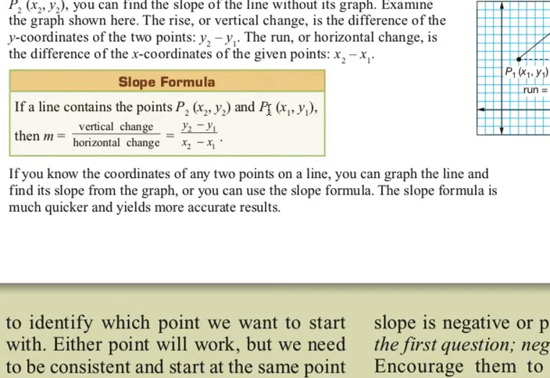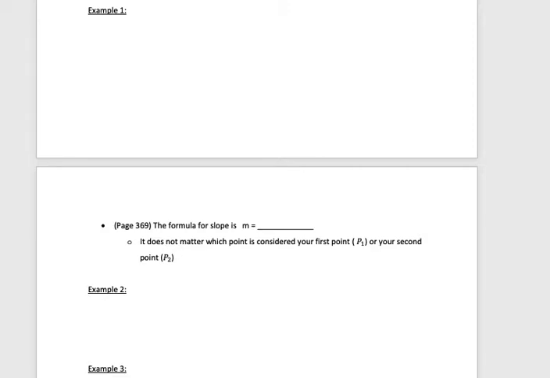And this is your first point. So this is your first x coordinate and your first y coordinate. So here we're calculating the vertical change. That's your second y coordinate minus your first y coordinate, and then the horizontal change is calculating the differences between your x's. So this is where I wanted to draw a quick example.